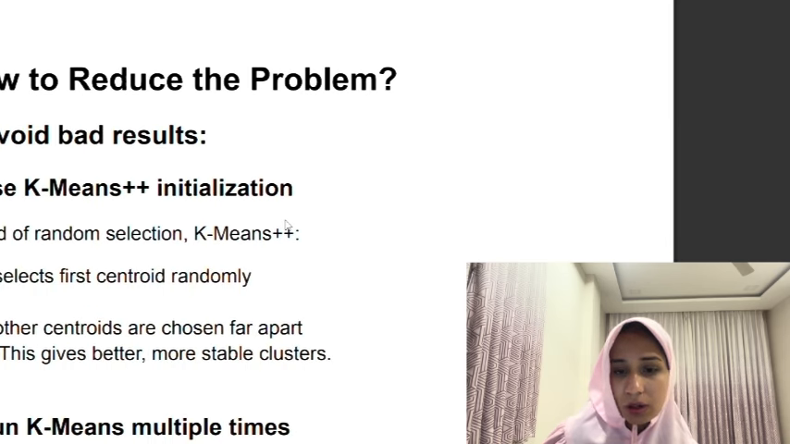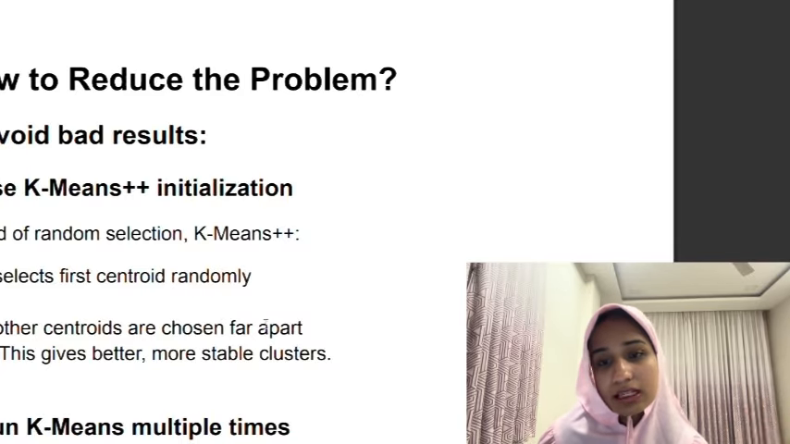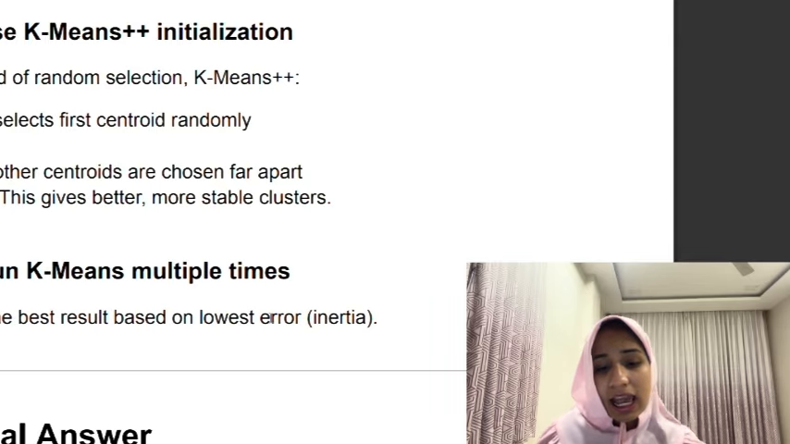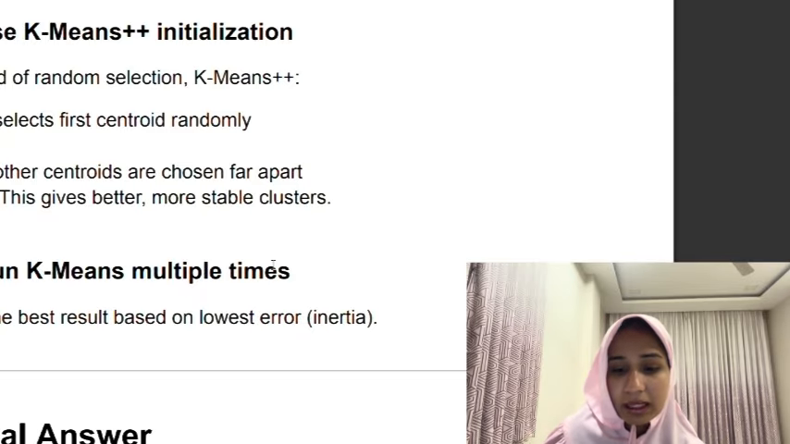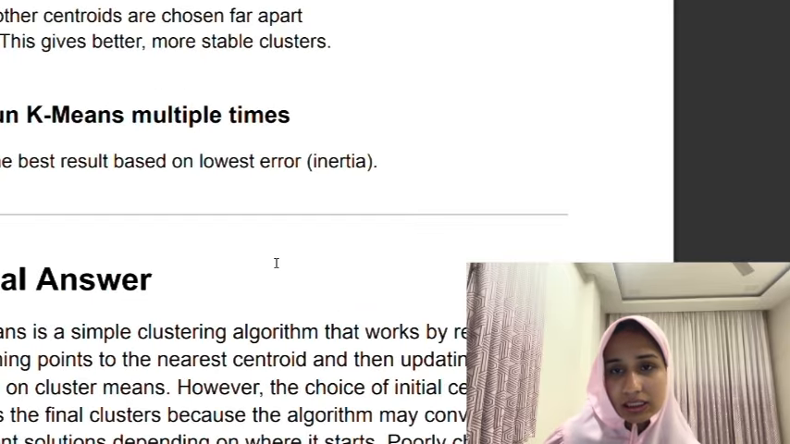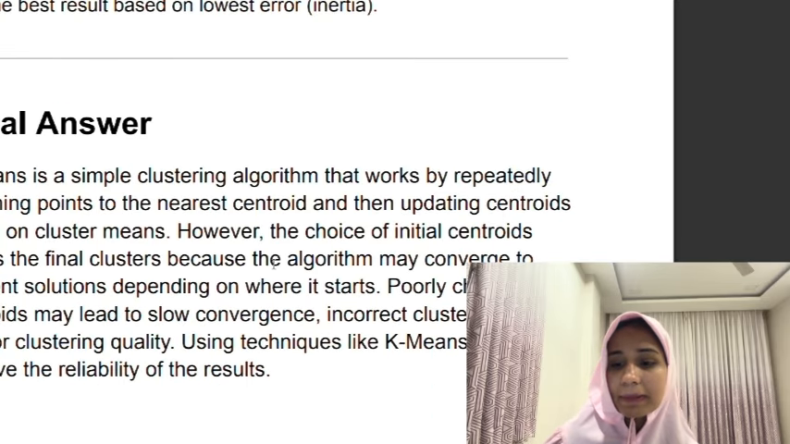How to reduce the problem? To avoid bad results, use k-means++ initialization. Select the first centroid randomly. Other centroids are chosen far apart. This gives better, more stable clusters. And run k-means multiple times. Pick the best result based on lower error, which is inertia. So k-means is a simple clustering algorithm that works by repeatedly assigning points to the nearest centroids and then updating centroids based on cluster means.